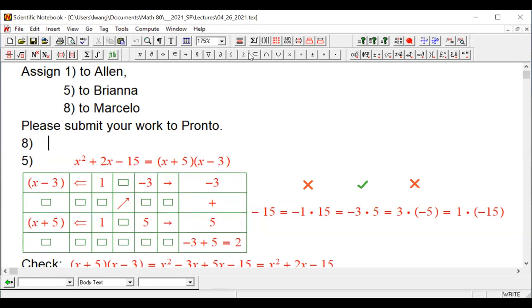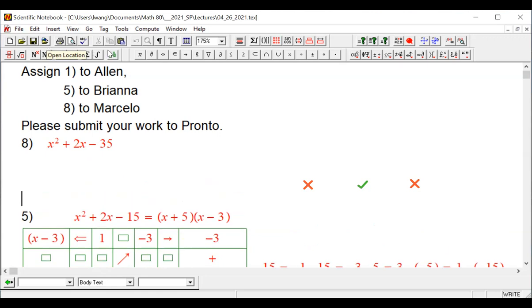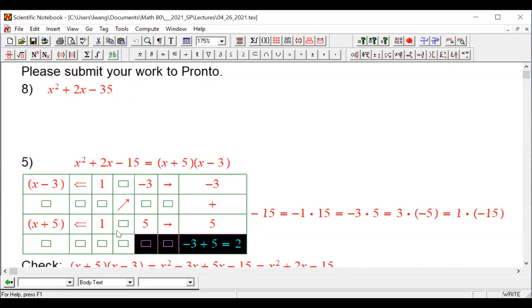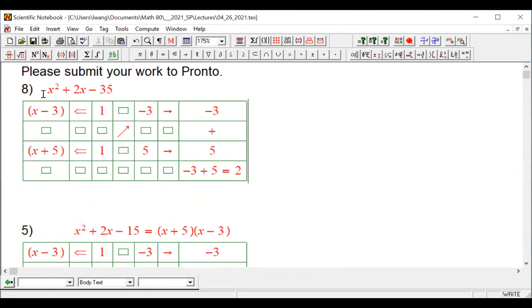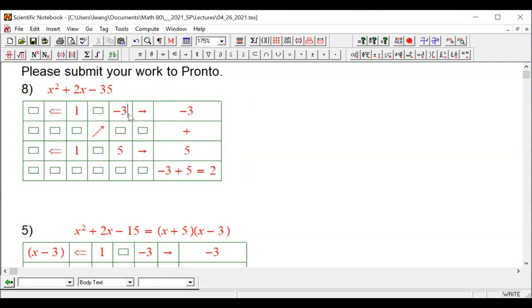Even though I can type the question for you, I'm going to type the question for you. So this one is x squared plus 2x minus 35. Okay, so did you find the question, Marcelo? Did you find all the questions? So I'm going to borrow this table. So let's do this together for now. And when we come back, we'll have more opportunity to practice.